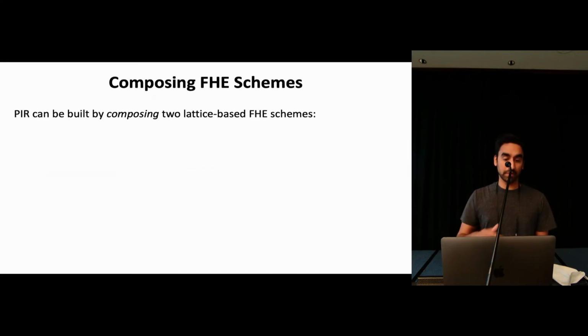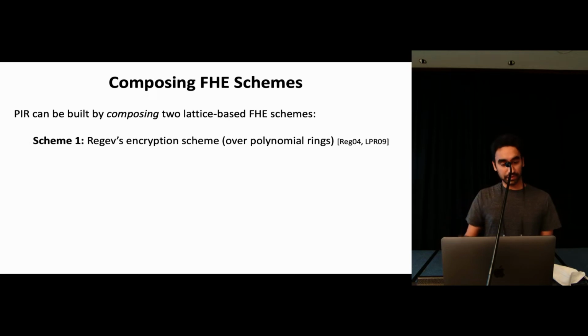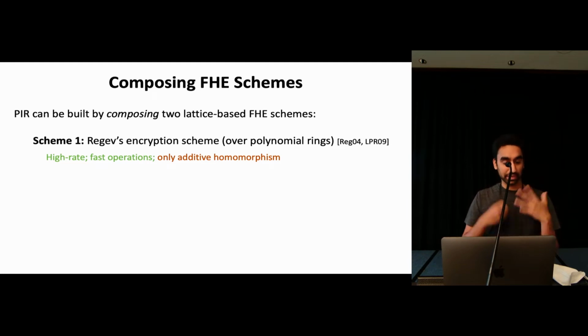So this work is about composing FHE schemes. So I'll describe two schemes to you. I won't get into the details of exactly how they work, but I want you to just know the properties, and we can see the construction from that level. So the first scheme that we use is Regev's encryption scheme. This scheme gives us very high rate and has very fast operations, but it only supports an additive homomorphism. So you can only add or multiply by a plaintext.